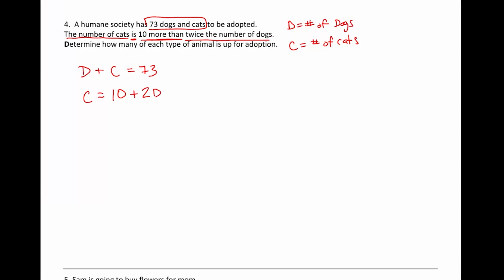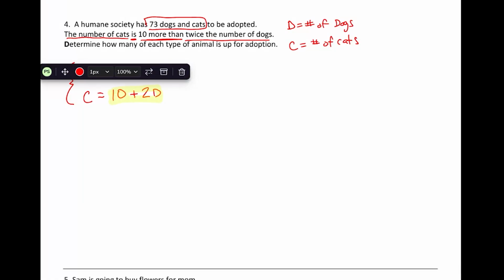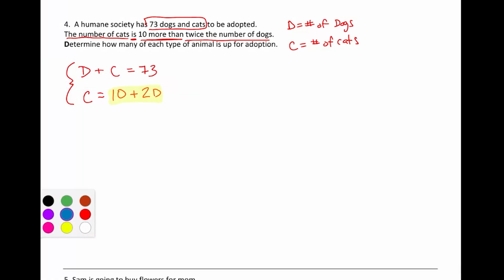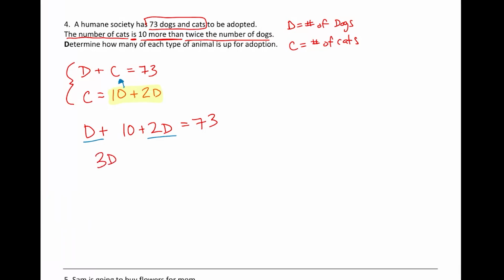Okay, now we've got our two equations. This is our system that we can use to solve for both C and D. Now one of the equations already has the C isolated, so I'm going to take that expression and substitute that into C for the first equation. So D plus 10 plus 2D equals 73. We can combine like terms, D plus 2D, to get 3D, plus 10 equals 73.